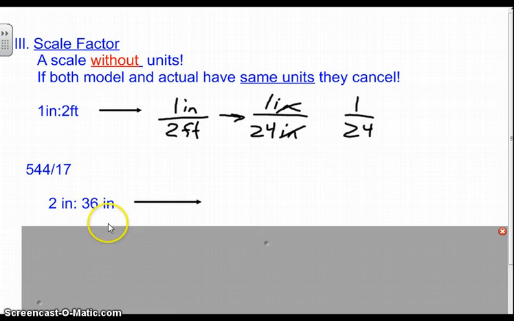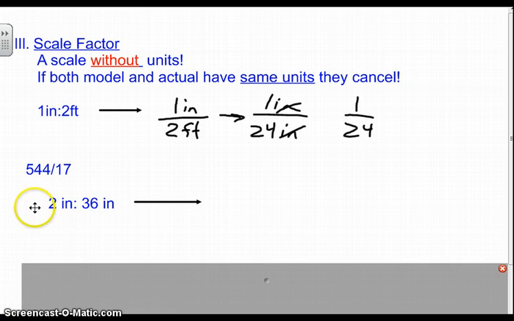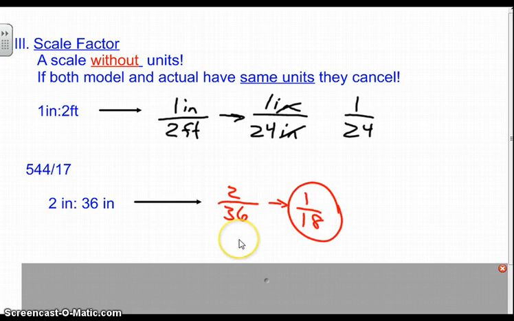Try writing a scale factor from this information here. 2 inches and 36 inches. Okay, be sure that you simplify your fraction, and the scale factor is 1 to 18.